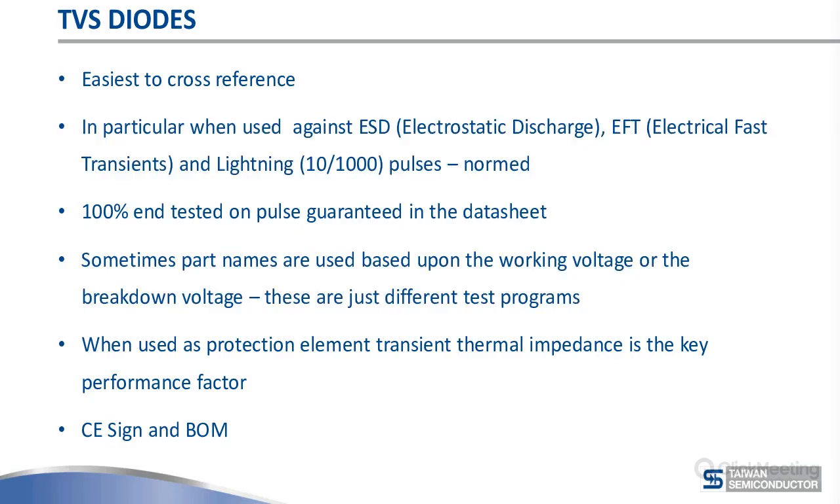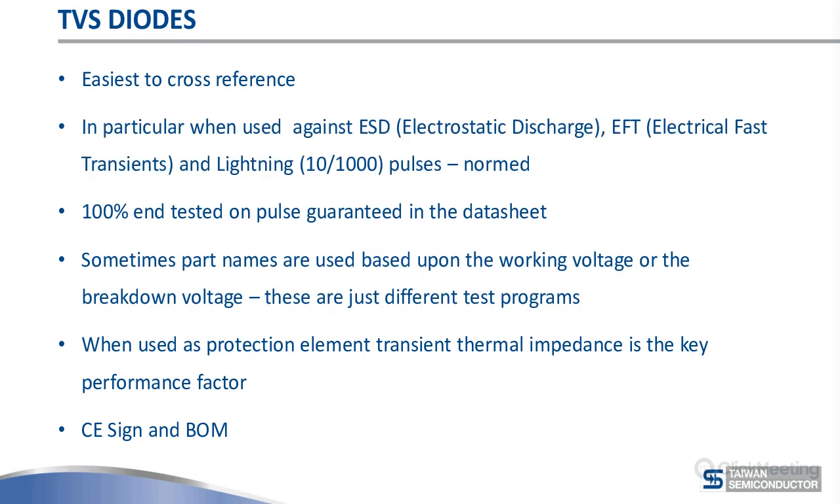We're going on with TVS diodes, or transient voltage suppressors. These are actually also easy to cross-reference. A 400 watt device or a 600 watt device is a 600 watt device from everybody. Every supplier tests it 100%, and the pulse can be guaranteed in the datasheet, so you can have no worries replacing one with the other. Also the pulses are very well normed, so you shouldn't worry too much when you're cross-referencing TVS diodes.